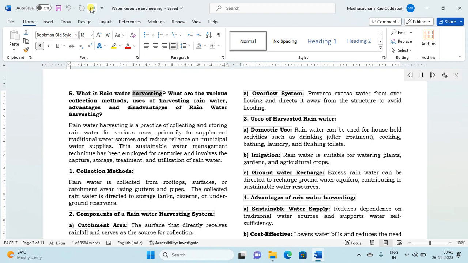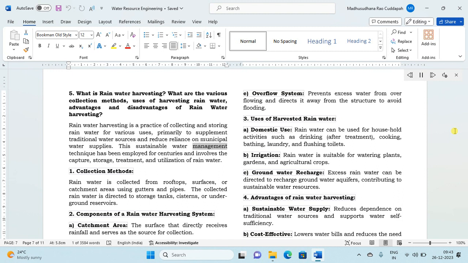5. What is rainwater harvesting? What are the various collection methods, uses of harvesting rainwater, advantages and disadvantages of rainwater harvesting? Rainwater harvesting is a practice of collecting and storing rainwater for various uses, primarily to supplement traditional water sources and reduce reliance on municipal water supplies.